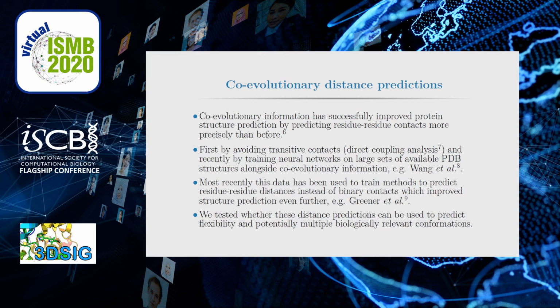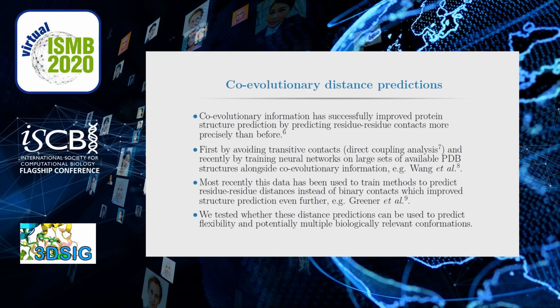Co-evolutionary information has been successfully used to improve protein structure prediction by improving the residue-residue contact prediction. This first has been done by avoiding transitive, indirect contacts through direct coupling analysis, and recently then by training neural networks on large sets of PDB structures alongside this co-evolutionary information.